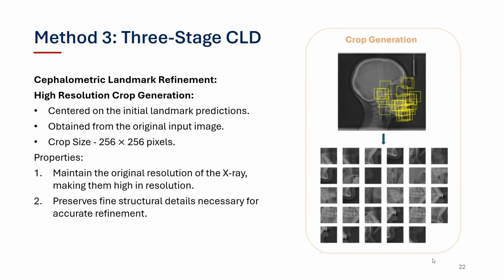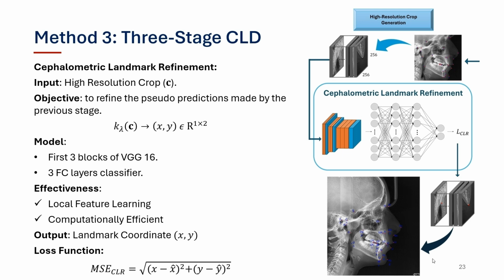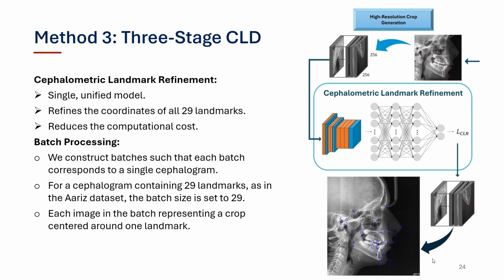These predictions are then scaled back to the original image where, keeping the prediction at the center, a 256 by 256 crop is generated which is both high in resolution and captures the fine structural details. This crop is then used as the input for the refinement stage that allows for local feature learning and is computationally efficient. The output of the framework is the refined landmark location. This module is computationally efficient because it uses a single unified model to refine landmark locations for all landmarks and does this by using the concept of batch processing, where a single batch corresponds to a single cephalogram.